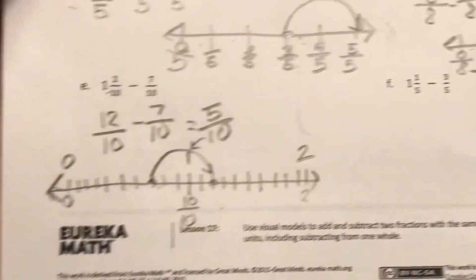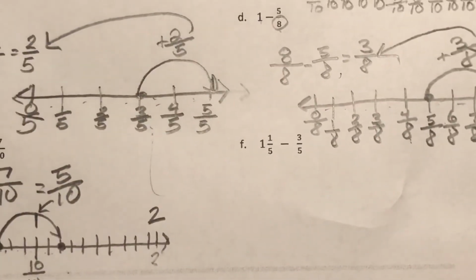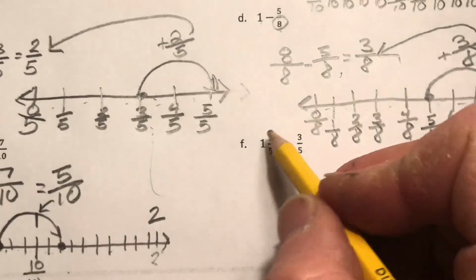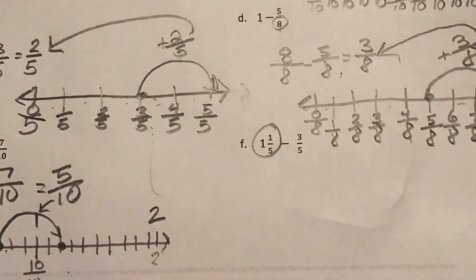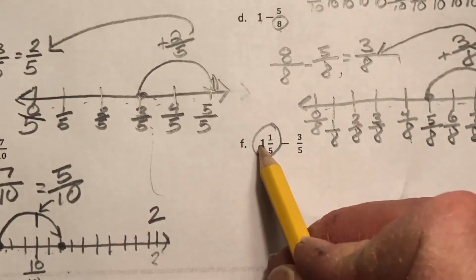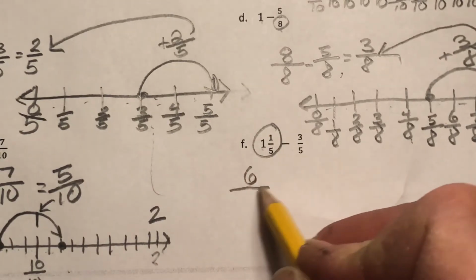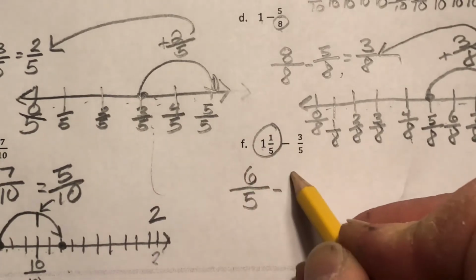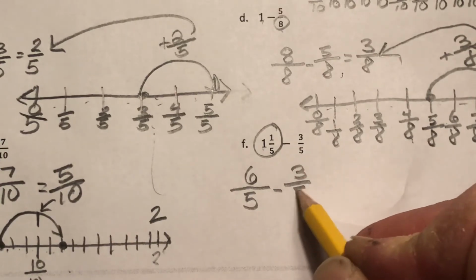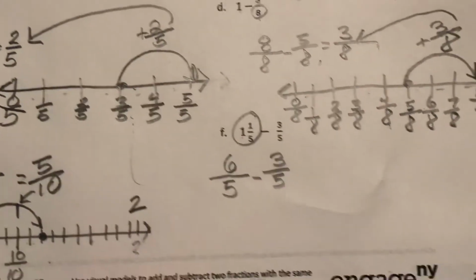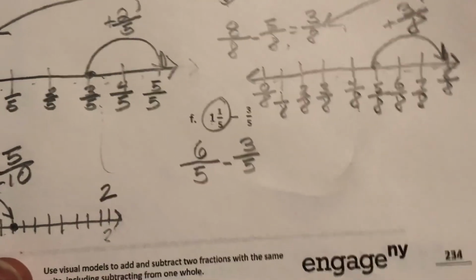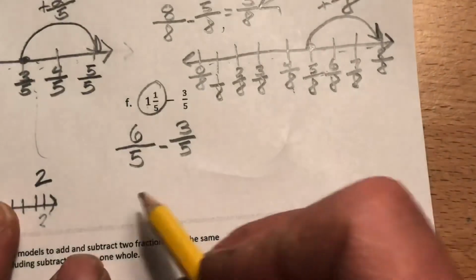Okay. And then this one is 1 1/5 minus 3/5. Let's change this all to just fifths. Okay. So this would be 5/5 and 1/5, which is 6/5. Subtract 3/5. So again, I need to make this into this number line down here into a fraction that's greater than 1.